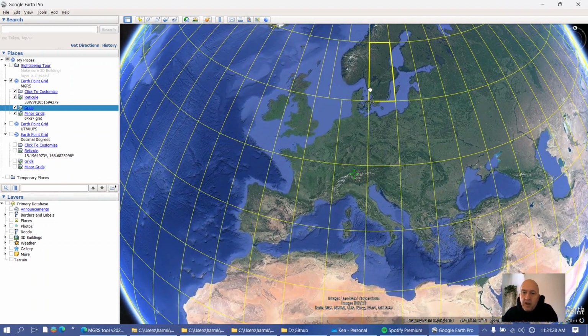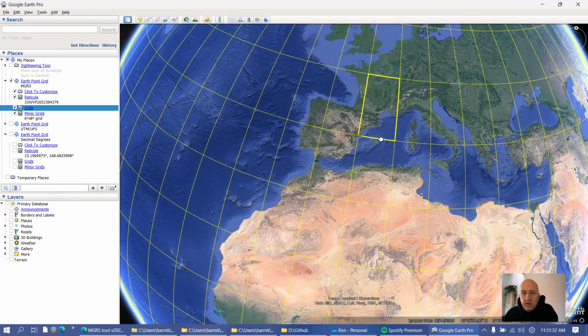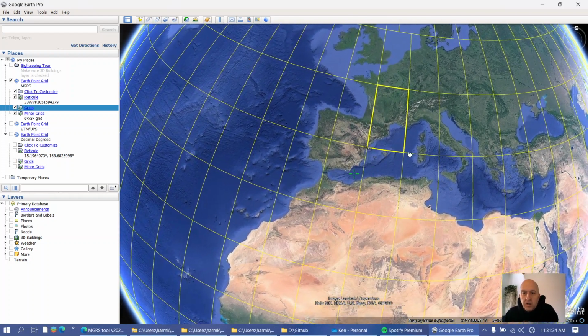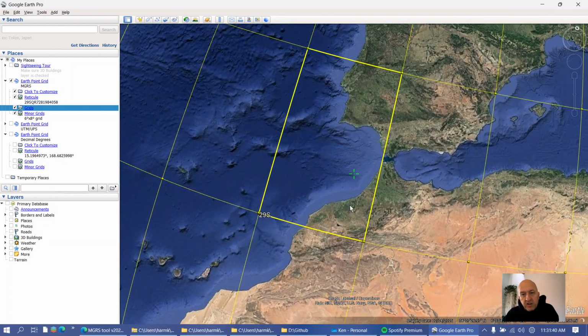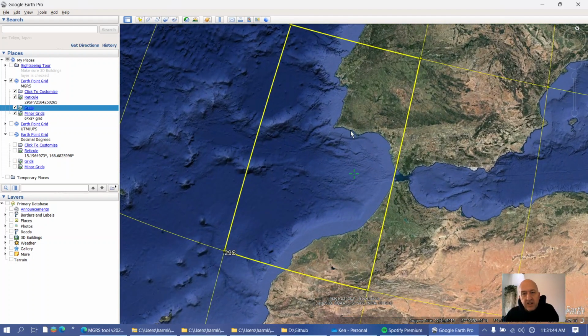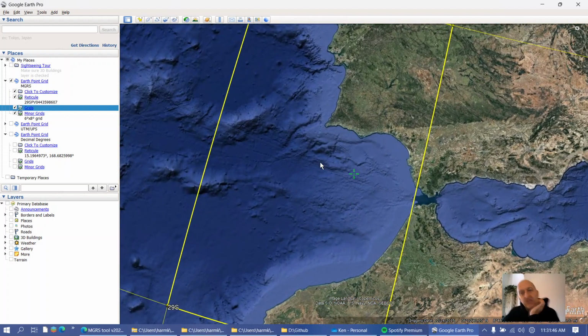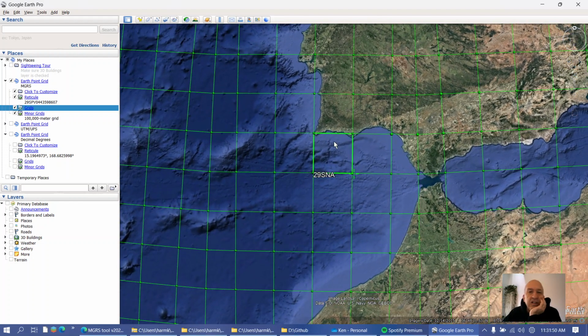Now, I'm going to zoom in on a square. I'll do this one that is Portugal. I'm going to zoom in here. So Morocco and Portugal and Spain. I'm going to zoom in there. Let it think for a second. And it goes into these squares.